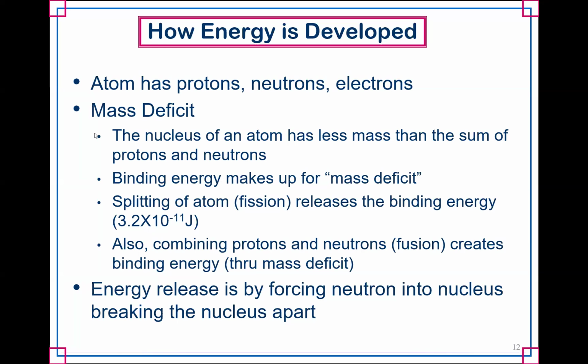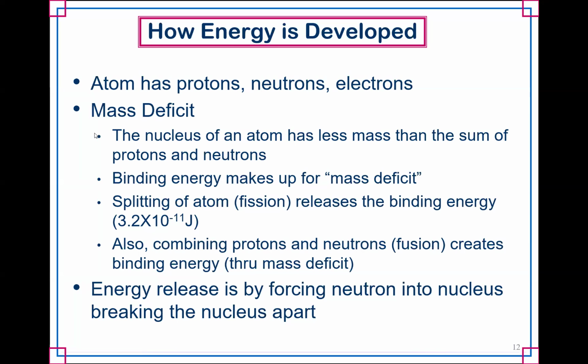So if you split an atom, we're not talking about fusion here, we're talking about fission, then you're going to release about 3.2 times 10 to the minus 11th joules, which doesn't seem like a lot, but when you consider that as one atom, and if you consider how many trillions of atoms would be in nuclear fuel, you can see how quickly the energy gets added up.